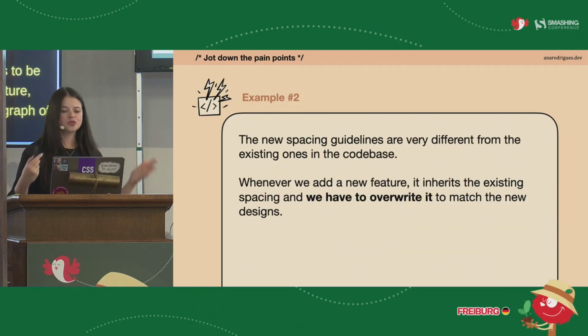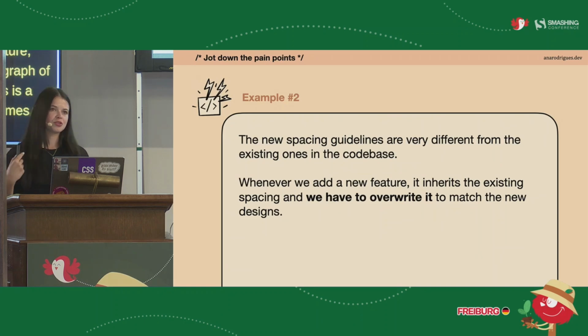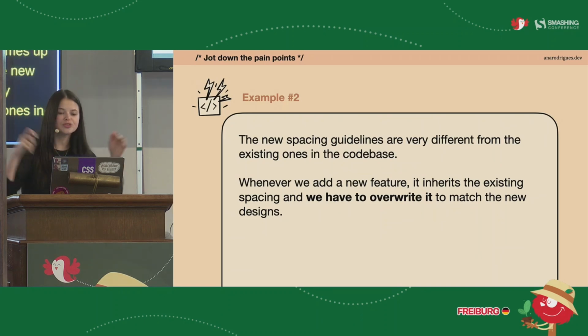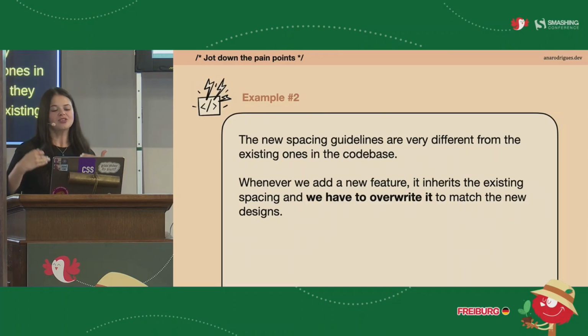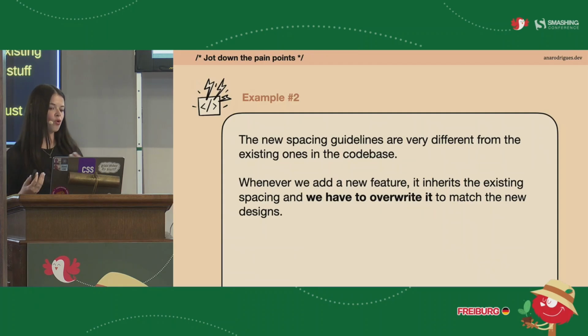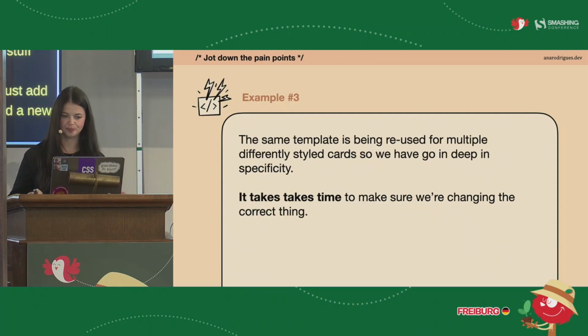Another example, the new spacing guidelines are very different from the existing ones in the code base. Sometimes they don't want to change the existing things. They want the new stuff added in. Doesn't matter. Ignore everything else. Just add these. So whenever we add a new feature, it inherits the existing spacings, and we have to overwrite it to match the new designs.